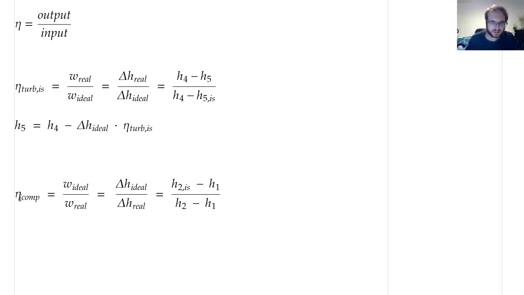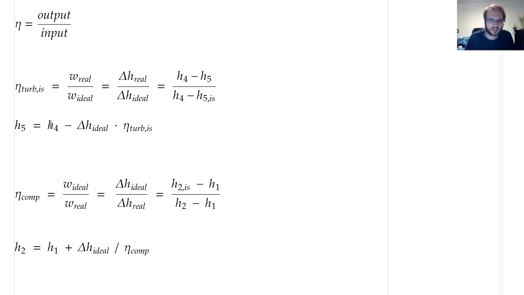And again, we know the efficiency of the compressor, we know the isentropic state, we know the inlet, and the only unknown in this equation is the H2. So the H2 is, if we do the manipulation, H1 plus the ideal difference in enthalpy, divided by the efficiency of the compressor.